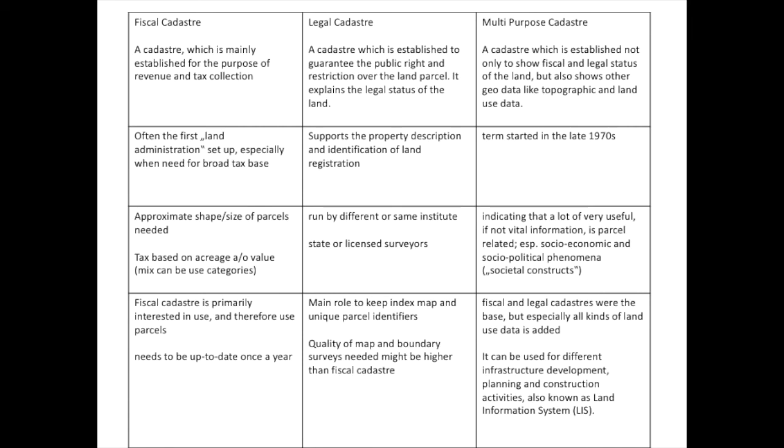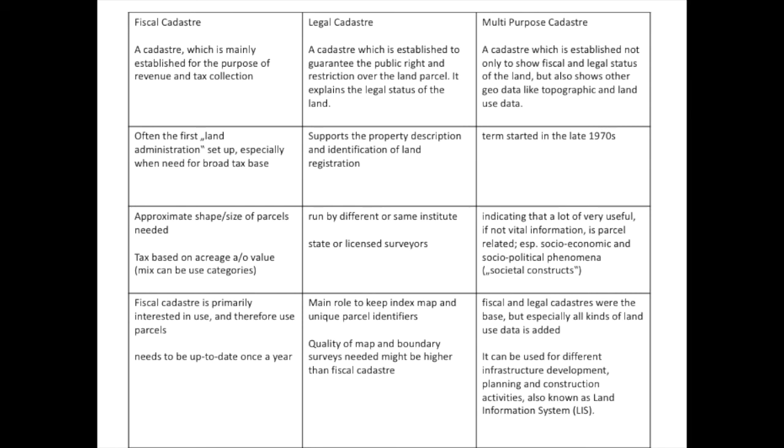These are some of the points on which we will talk about the fiscal, legal and multipurpose cadastre. Fiscal cadastre was found in ancient times, for land administration purposes especially, and shape and size were considered for taxation purposes. Fiscal is primarily interested in use, and needs to be updated once a year. Legal is for the legal status of the land. It supports property description and identification of the land register. It is run by the same institute. It is surveyed by the state or licensed surveyors, and its main role is to keep an index map and unique parcel identifier, and the quality of map and boundary survey needs to be higher than a fiscal cadastre.